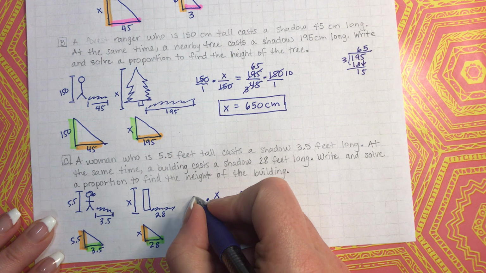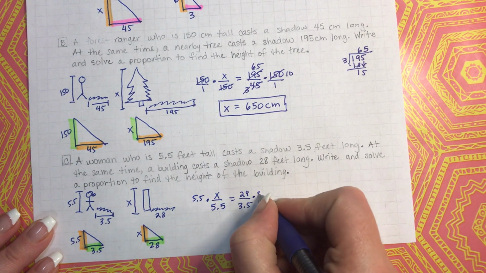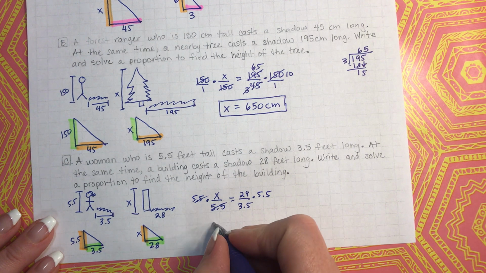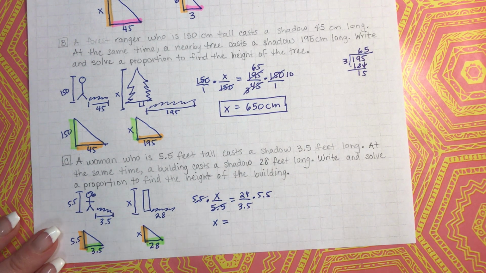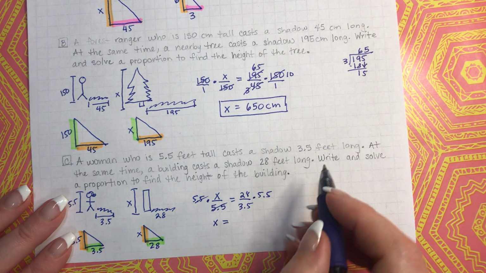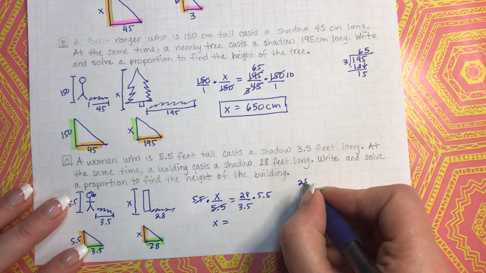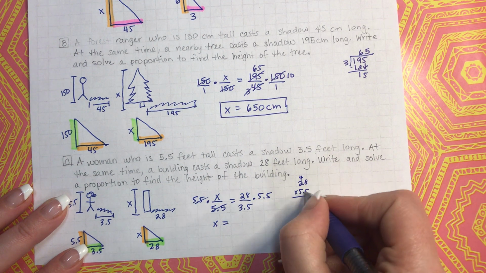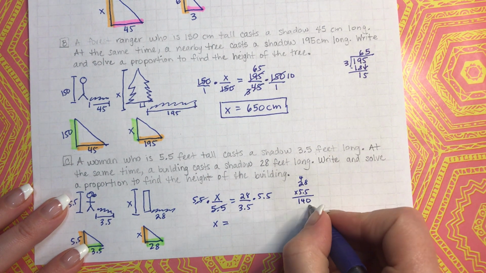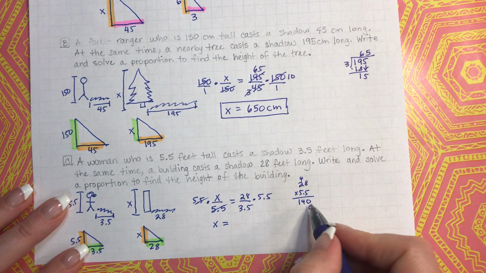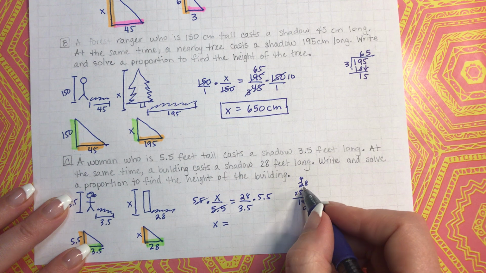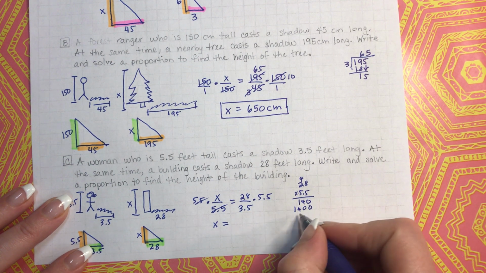And then again, we just want to get x by itself. So I'm going to multiply both sides by 5.5. Okay, these cancel out. I'm left with x. And then I just need to do the math right here. So 28 times 5.5. 5 times 8 is 40. 5 times 2 is 10, plus 4 is 14. And then we put a 0 in the 10 spot. 5 times 8 is 40. Write the 0, carry the 4. 5 times 2 is 10, plus 4 is 14. And then we just add.